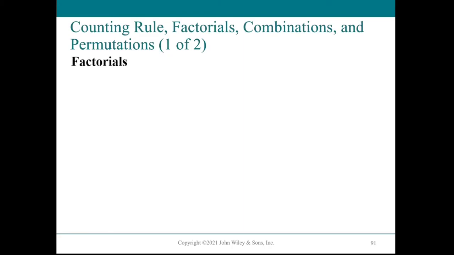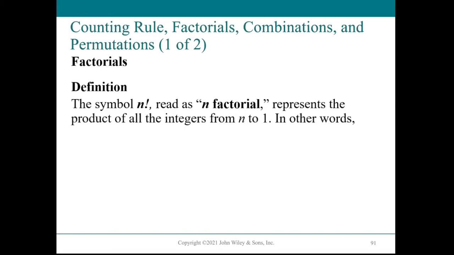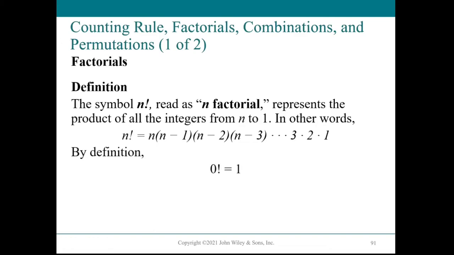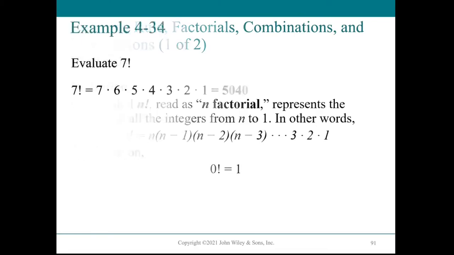Now, let's look at factorials. It is actually used to count the outcomes initially. I think you have seen this symbol, n factorial or n exclamation point. That reads as n factorial. It represents the product of all integers from n down to 1. So, for example, n factorial is n times n minus 1 times n minus 2, until you get to 1. Also, another definition is that 0 factorial is always equal to 1.